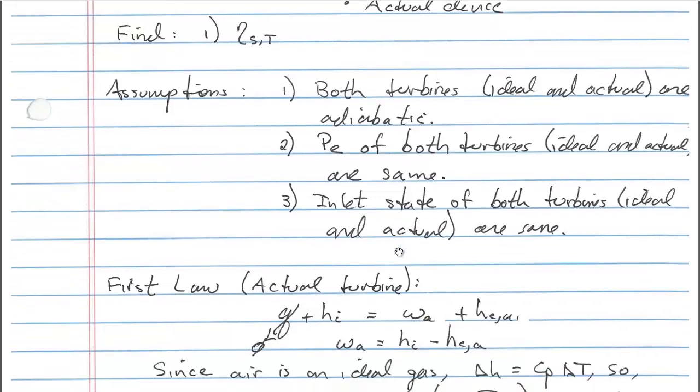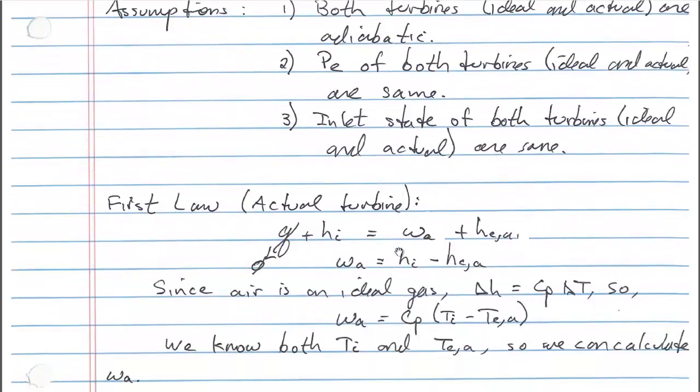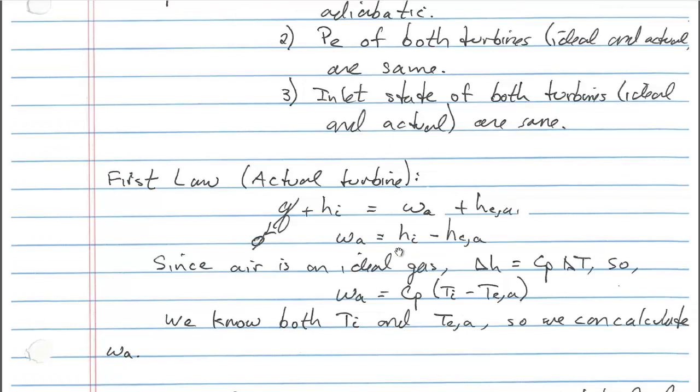Okay, so let's first of all start with our first law equation, just to get ourselves started. The one thing that I didn't mention in the lecture material before doing this example is that when doing isentropic efficiency analysis, you'll have to do analysis for both the actual process and the ideal process. So you're going to have to write the first law for both the actual turbine in this specific example and the ideal turbine.